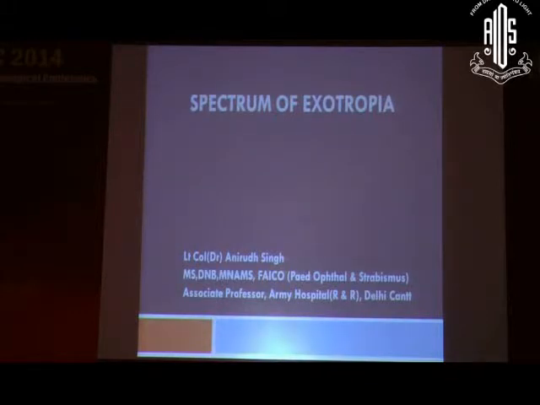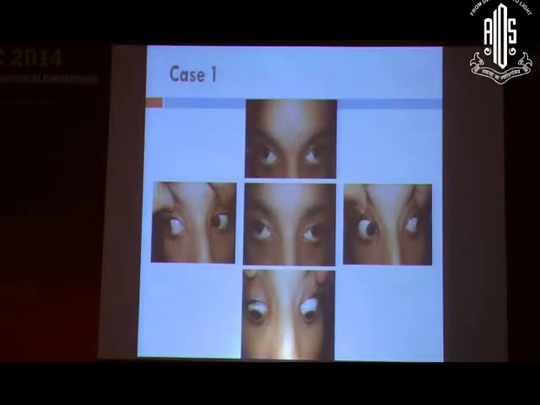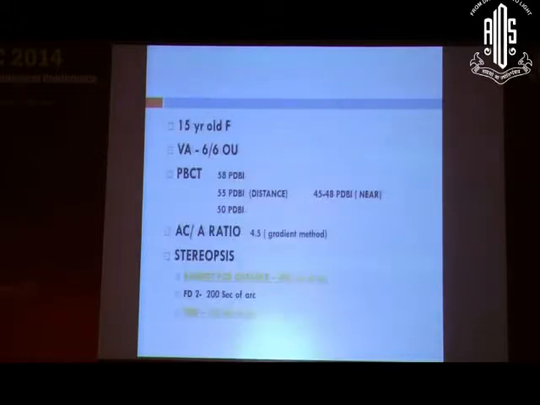Good afternoon. I will be speaking on the spectrum of exotropia cases. My case one, as you can see in this photograph, is a 15-year-old girl with vision of 6/6 in both eyes, and in the primary position there is an evident exotropia. There is no evident A or V pattern, nor any oblique overaction seen.